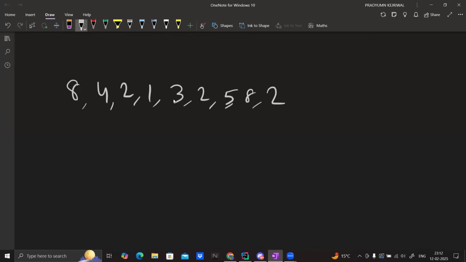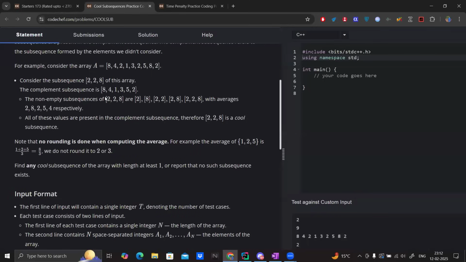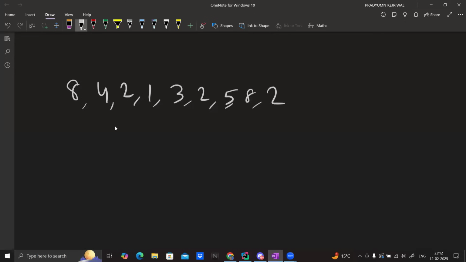Okay. So in the statement, they are saying that this 2 to 8 is a good subsequence, or cool subsequence, right? 2 to 8 is a cool subsequence. So what do we know? That all of the averages of subsequences of this subsequence are present in the complement.